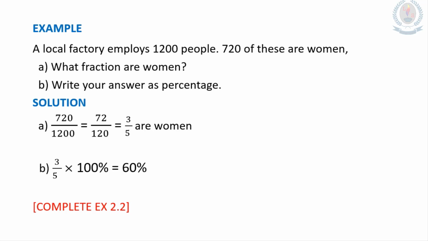In part B, they asked to write it as a percentage. How can we write it? 3 over 5, multiply it by 100 and put the percentage mark also. Then 5 times 20, 100. 3 times 20, 60%, comes as the final answer. I think now you can complete exercise 2.2.